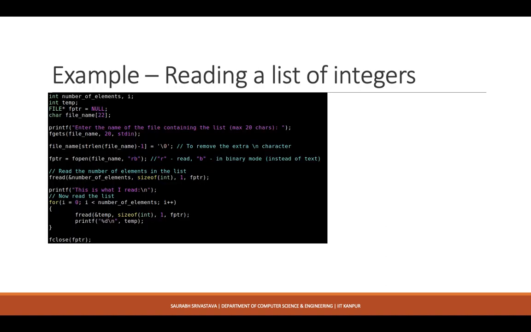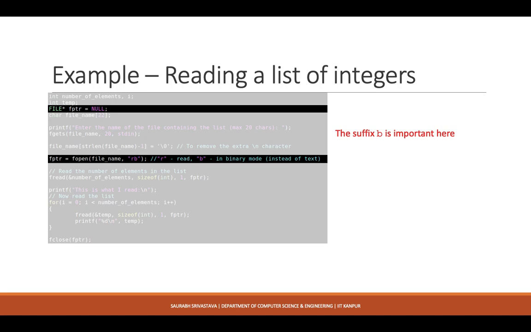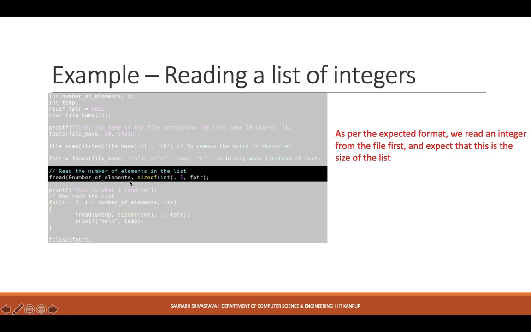So this is what it looks like. Again, the starting point is very similar. Instead of r, I am using rb, and then this is according to the expected format, right? The reading part must match with the format that I used for writing. So the first read that I do is basically that of an integer, and that integer is the number of elements in my written list.